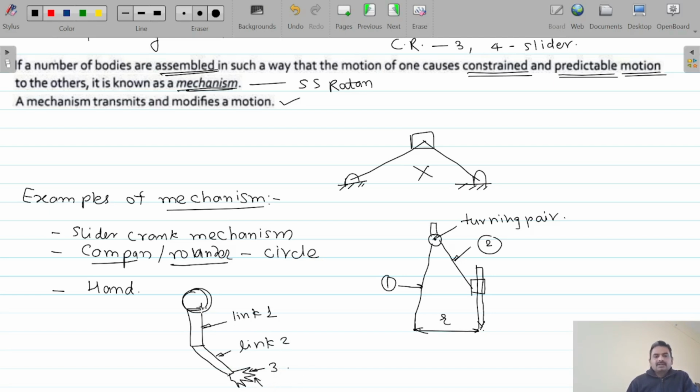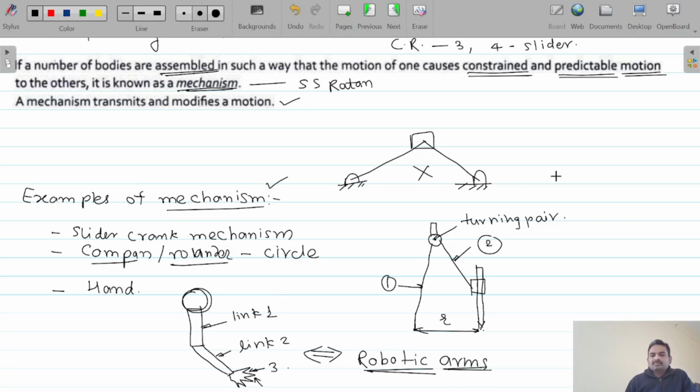So this is also a mechanism, so that we can handle a particular weight, we can move a particular mass from one place to another. The same thing is used for the robotic arm. Whatever robotic arms are there are actually inspired by our hand. The robotic arm and hand are nothing but examples of the mechanism.